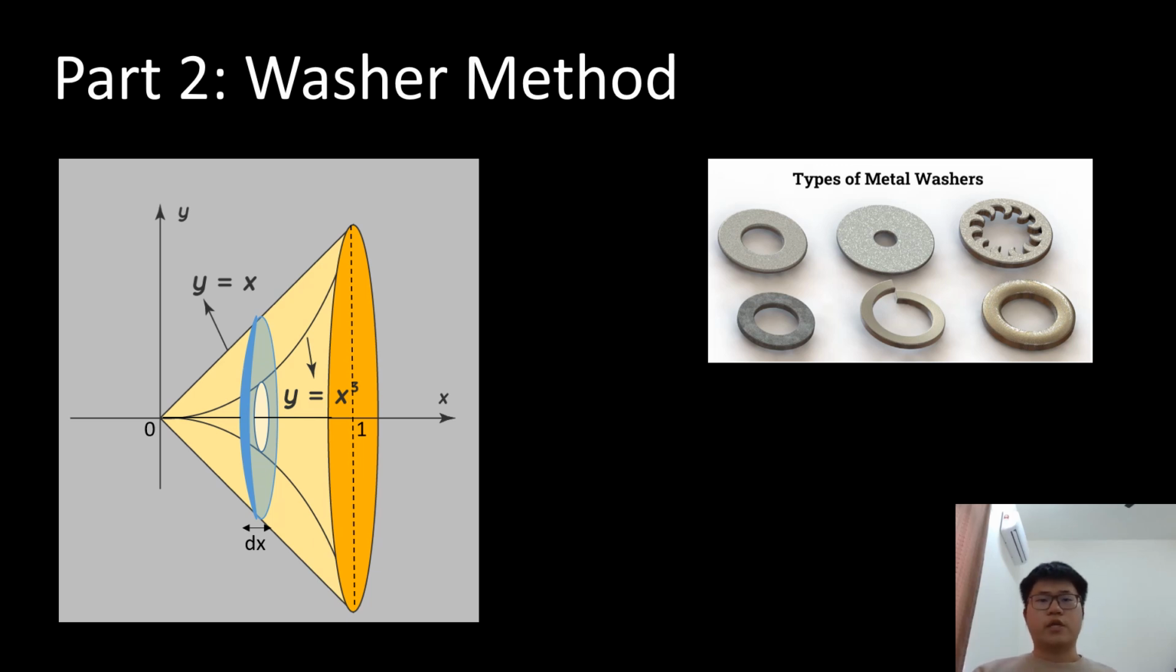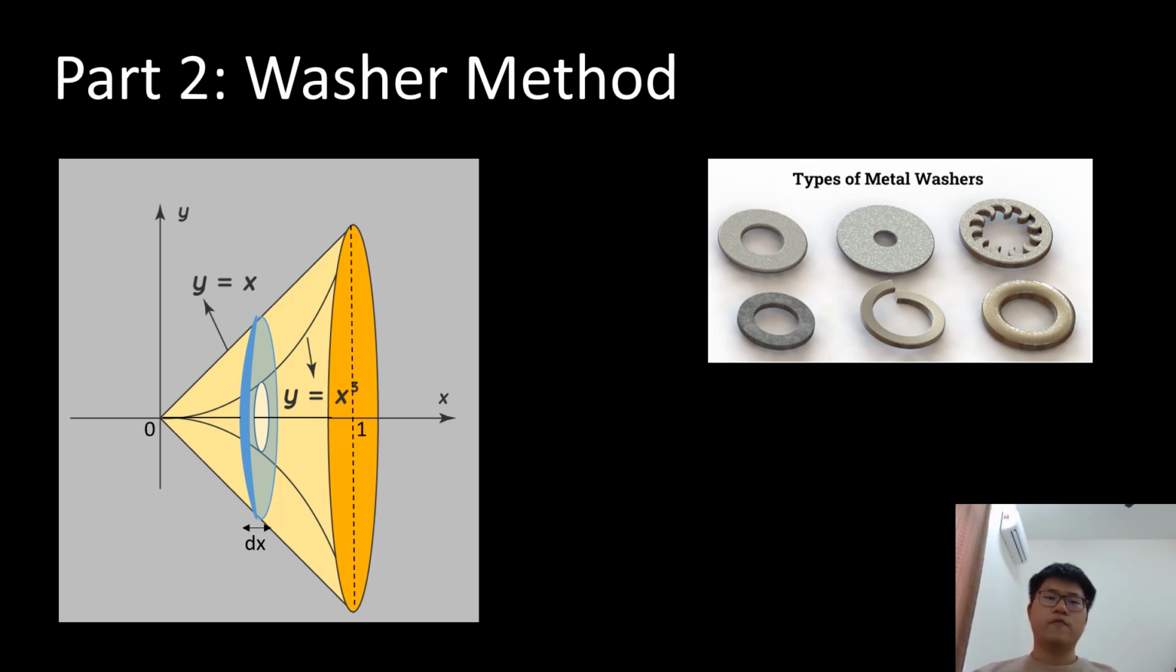Then we move to the second part, which is the washer method. From this image, we want to find the volume of the bounded area when it rotates around the x-axis. From our observations, both of the functions form a cone when they rotate around the x-axis, a big cone and a small cone. To find the volume bounded by them, just subtract the volume of the small cone from the volume of the big cone. Then we will get a hollow cone which represents the bounded volume.